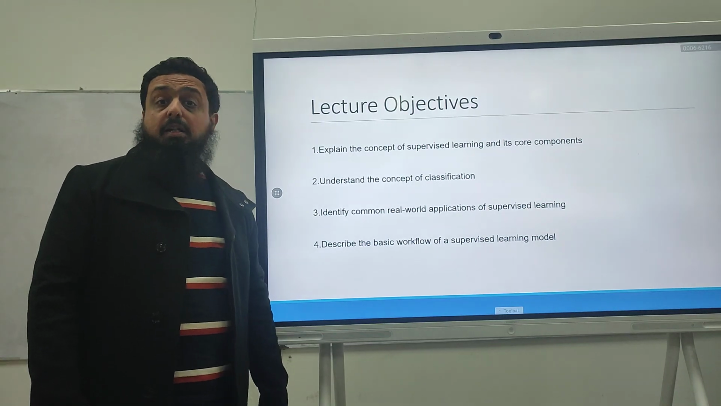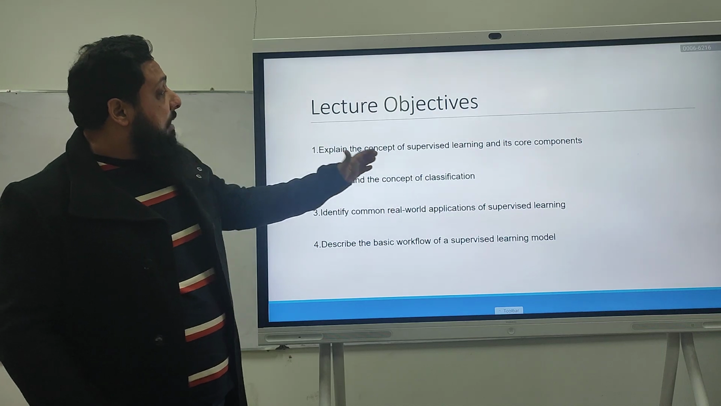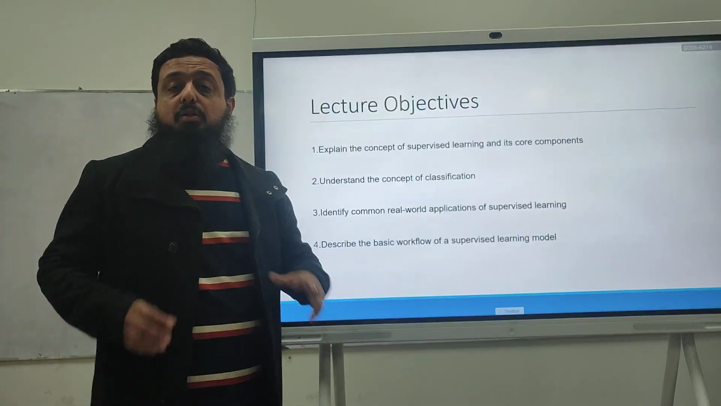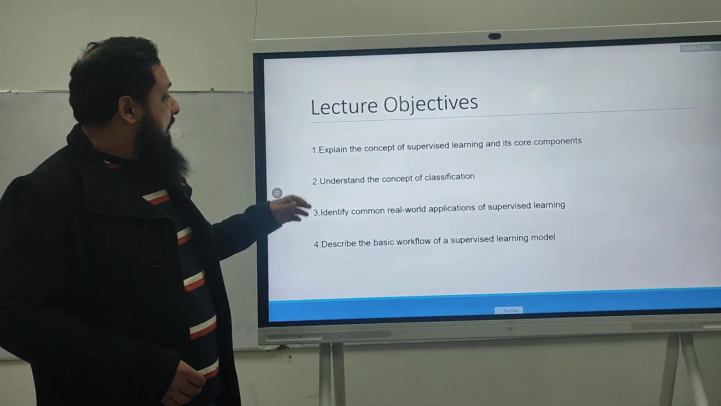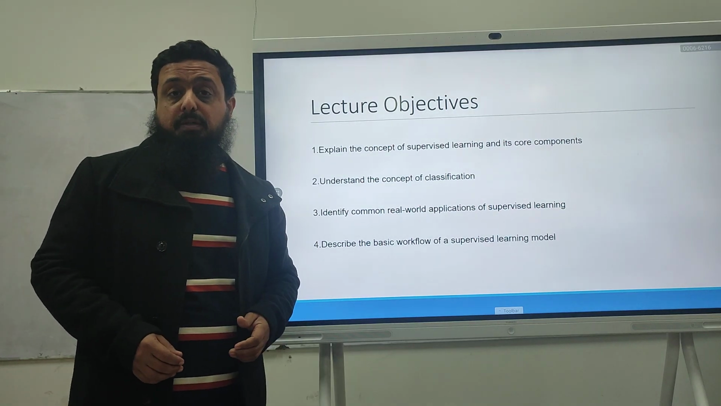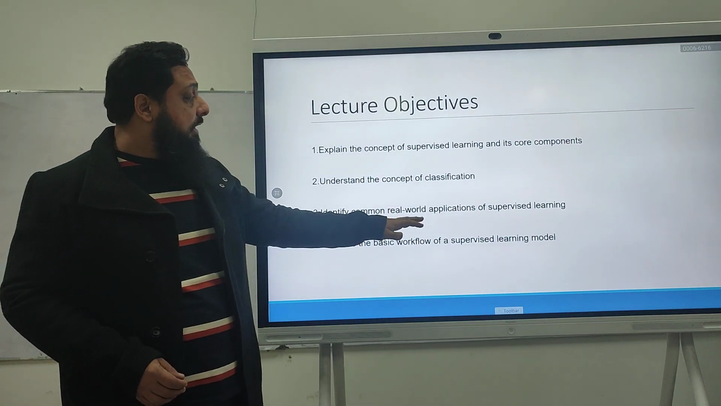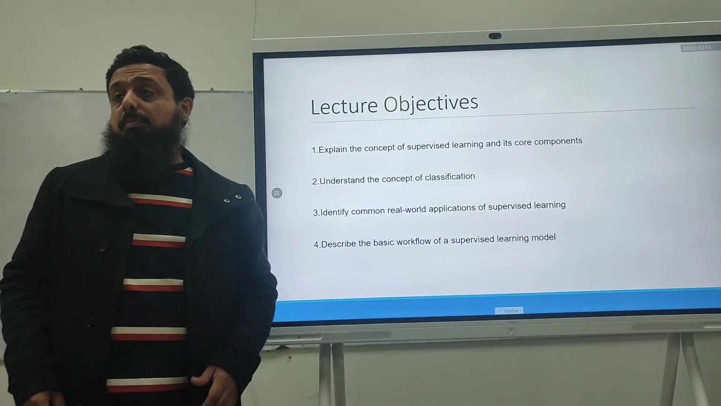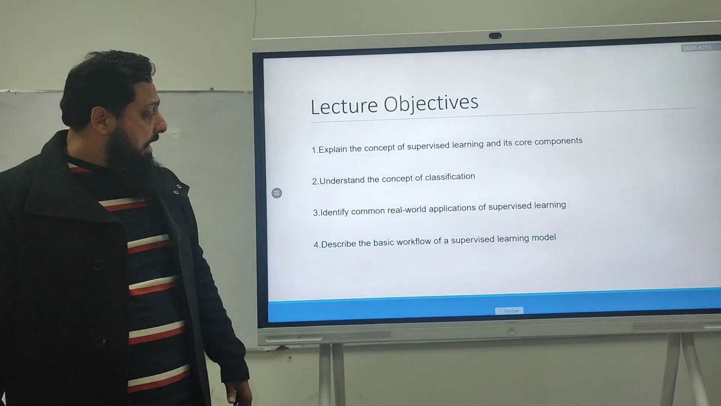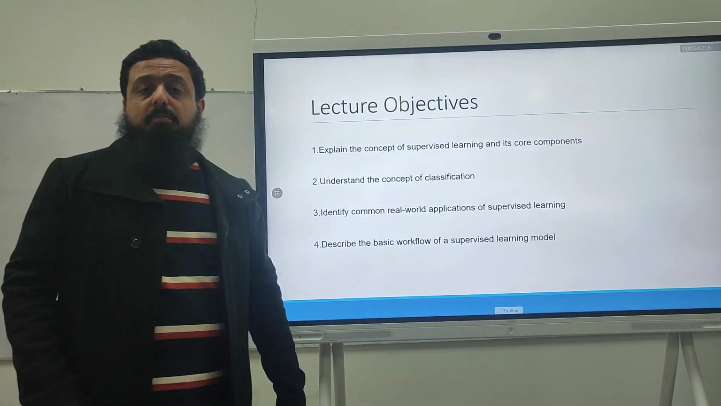So what are the learning objectives of today's class? Explain the concept of supervised learning and its core components. Understand the concept of classification, which is a type of supervised learning. Identify common real-life applications of supervised learning, and describe the basic workflow of a supervised learning model.